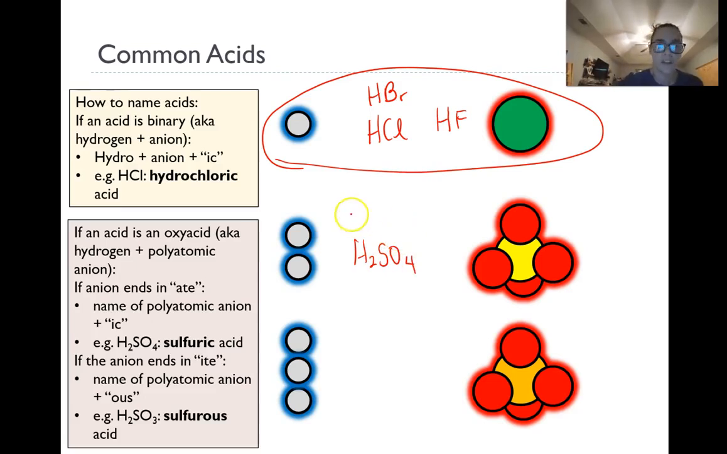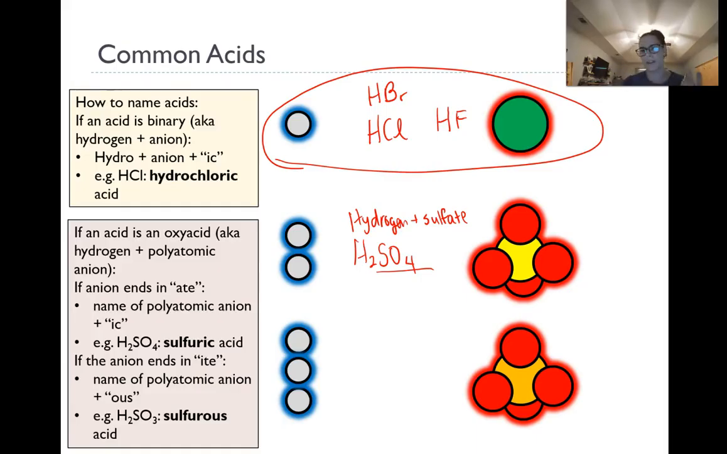So I know this is a combination of hydrogen and sulfate. If my polyatomic ion ends in ate, then all I have to do is name the beginning part of the polyatomic ion and add an ic at the end. So for example, this is sulfate. It's not going to be hydrogen sulfate. It's going to be sulfuric acid. So anything with a hydrogen and an ion ending in ate will just be the name of the anion with an ic on the end of it. So this is sulfuric acid.